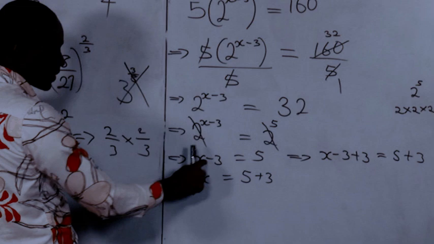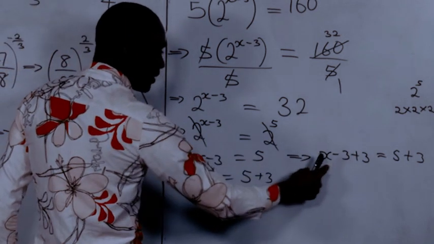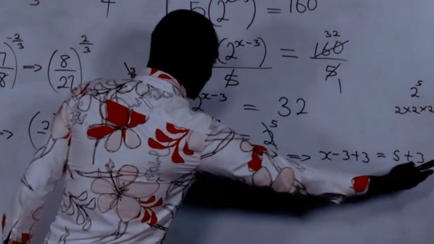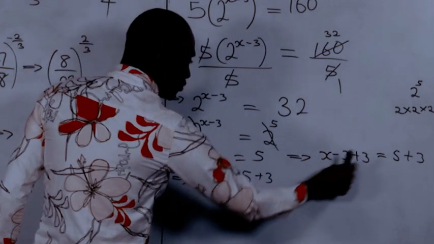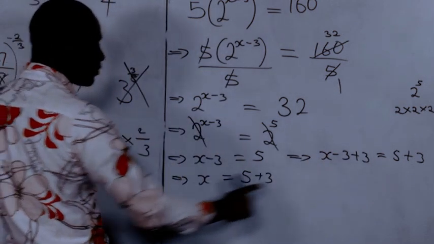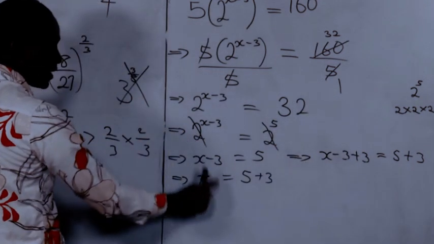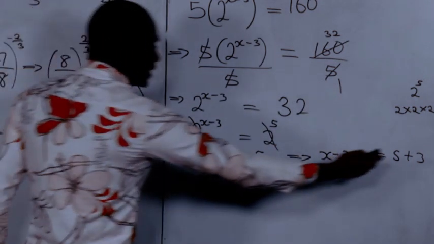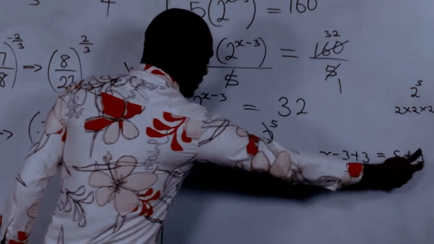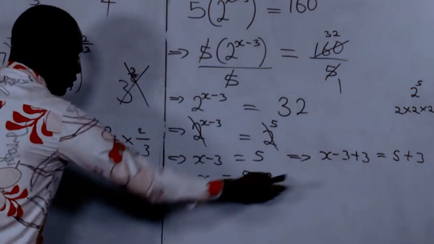This is only x minus 3. So I added 3 to it and I added 3 to the other side. So this one will give me x alone. Why? Because minus 3 plus 3 gives us 0, and 0 plus x will give me x. And the right hand side, we have 5 plus 3, which is this. So that's how I got what I have here.